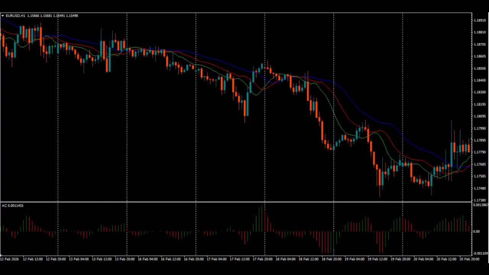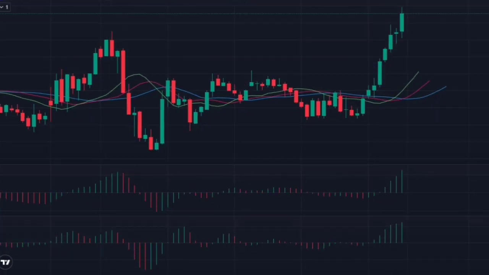This is the slowest line. The teeth, red. The 8-period SMMA displaced 5 bars. The lips, green. The 5-period SMMA displaced 3 bars. When these lines are all bunched up or intertwined, the alligator is sleeping. He is not hungry. This is a ranging market. If you try to trade here, you are going to get chopped up.